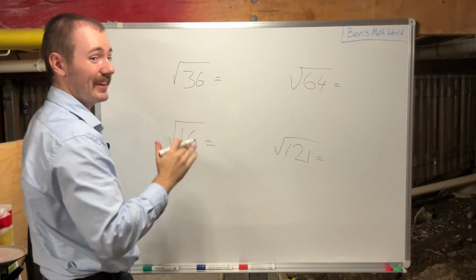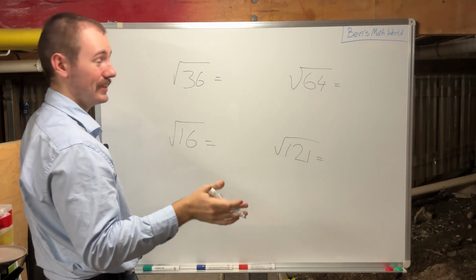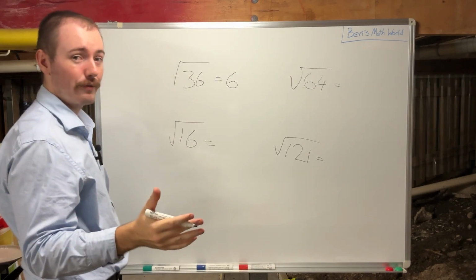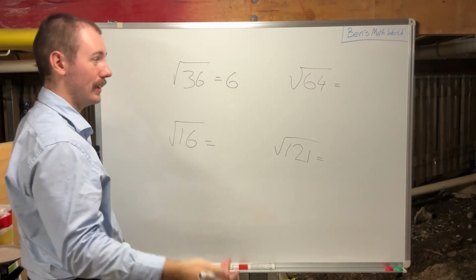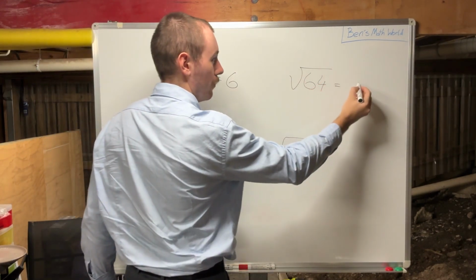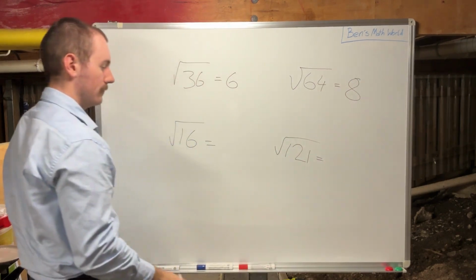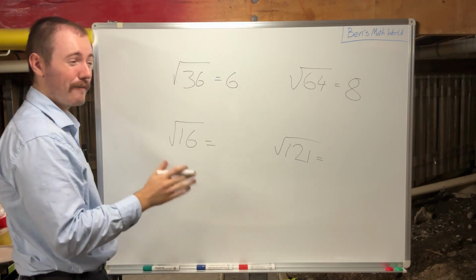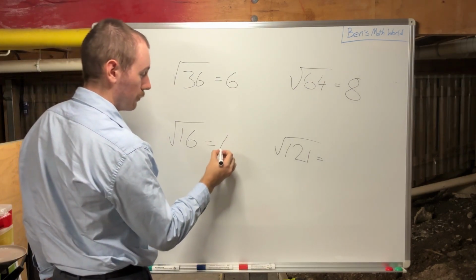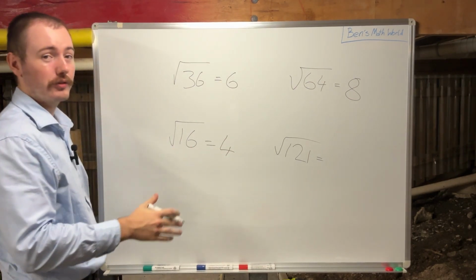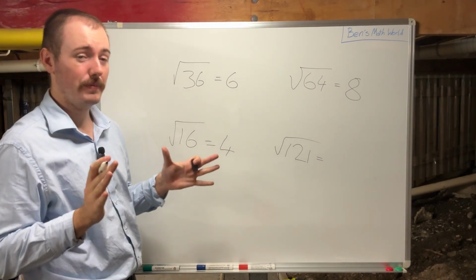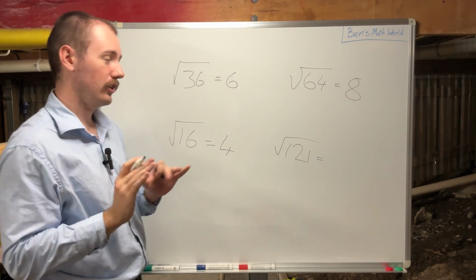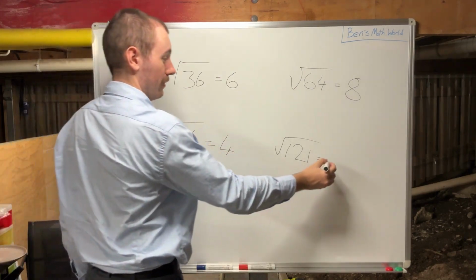Square root of 36. Now that's going to be equal to 6 times 6. So our answer will be 6. 64. 8 times 8. So the square root of 64 is 8. 16 is a little bit easier. It's going to be 4, because 4 times 4 equals 16. And 121, that's pretty tricky. But if you remember and you memorize your perfect squares, you'll breeze through that because the answer is 11.